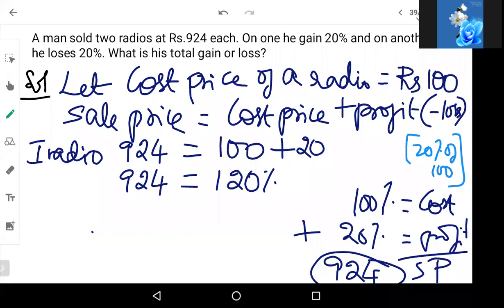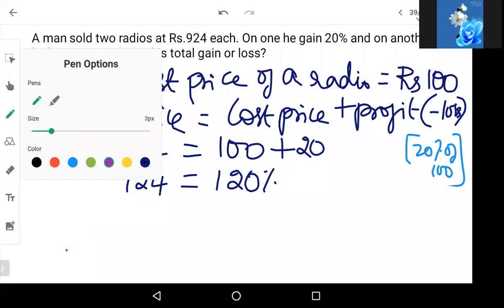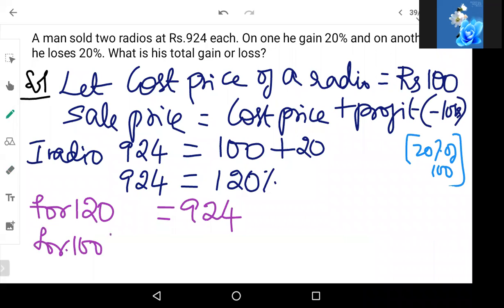So if the amount for sale is 924, what will be the cost price? If for 120% it is 924, for 100%, how much? Did you understand until here? You want me to repeat it again?